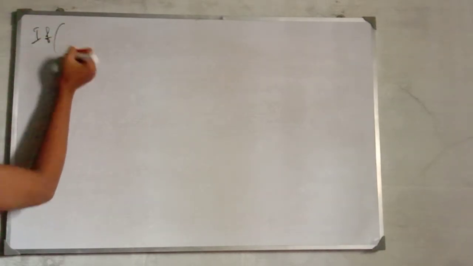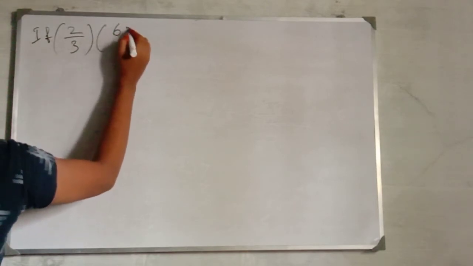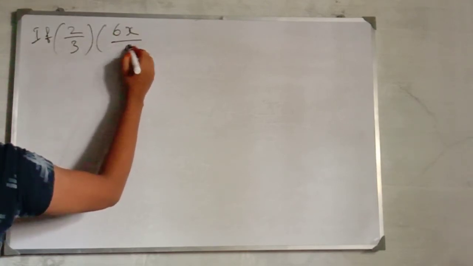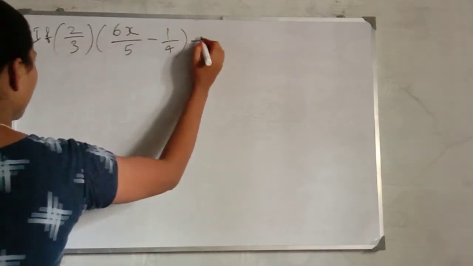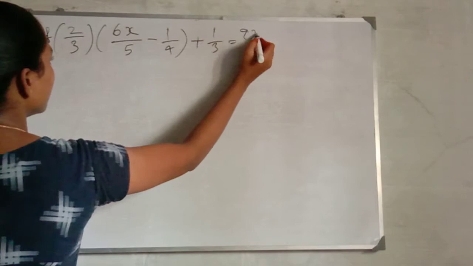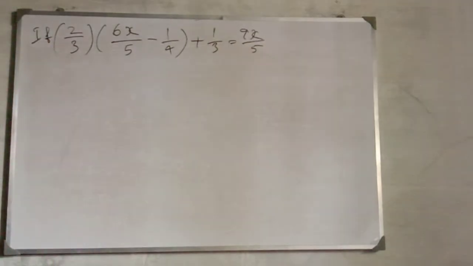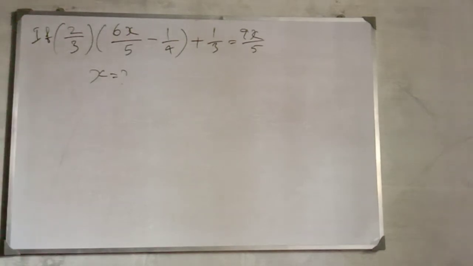The next question is: if 2 by 3 of 6x divided by 5 minus 1 by 4 plus 1 by 3 is equal to 9x by 5. Sorry, this is the question. Here x is equal to what? What is the value of x? Let me solve the question.